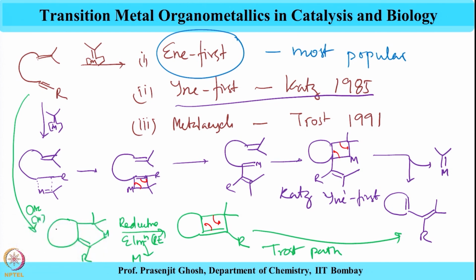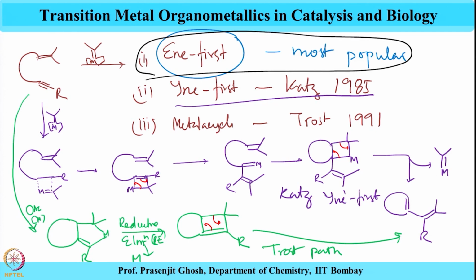So, even though the yne-first mechanism is by far the most popular one, there are possibilities of ene first, as is shown over here, where alkene getting reacted with the metal catalyst, and other is the metallocycle as proposed by Trost. These two mechanisms have been proposed for this alkene alkyne metathesis reaction. However, they have not met with much success though.